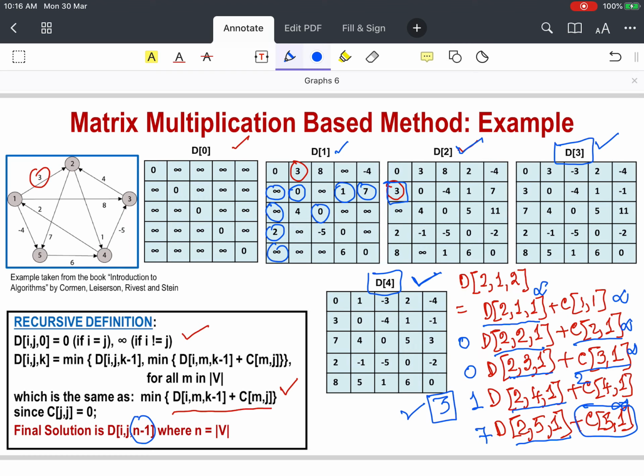If you want to detect a negative cost cycle, I leave it to you to think about it. The only thing is, if you continue to run 1 or 2 more iterations beyond D4 and the value changes, then you can say that there is a possibility of a negative cost cycle.